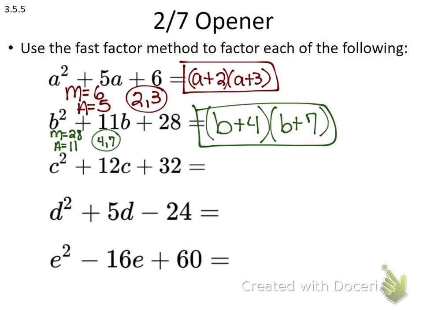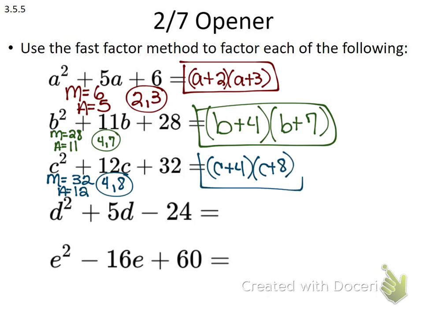Danny, third one goes to you. Oh, I did this completely wrong. That's okay. Let's work through it together then. So your M is 1 times 32, which equals 32. And then your A is 12. And the factors are 4 and 8. Okay. And then it would be C plus 4 and then C plus 8. That's the only part that I did wrong. I was like, wait a second, I'm missing something. I just didn't do the final part. Okay. All right.